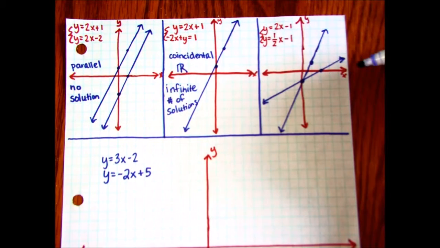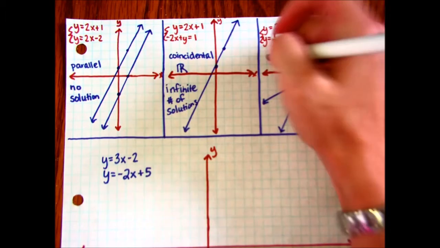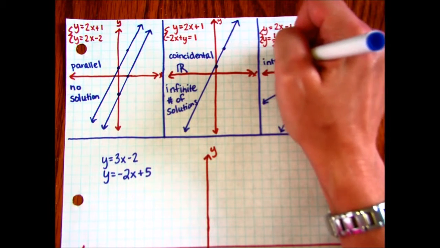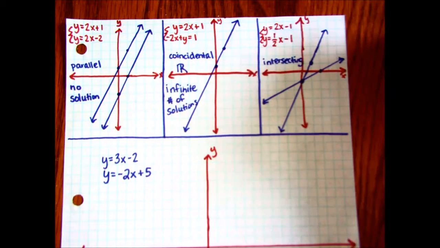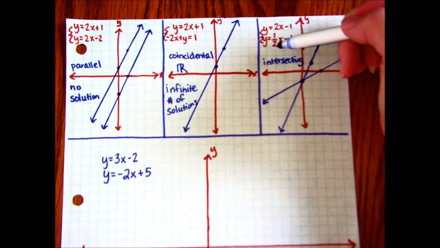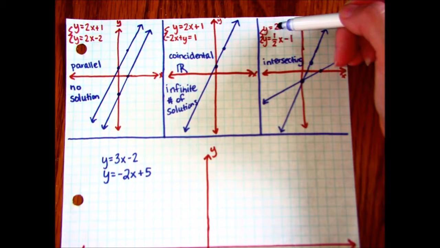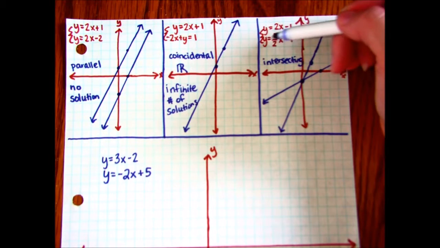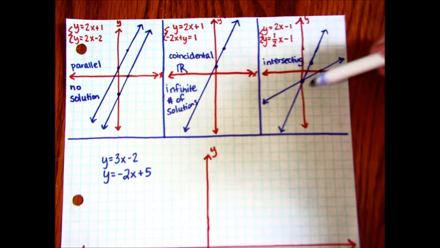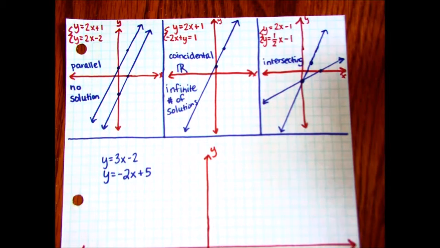Then we look at this last one. This last one is clearly an intersection of 2 lines. So, therefore, we can call these intersecting lines. Do not call them perpendicular because these slopes are not opposite reciprocals. If they were perpendicular, you'd have like positive 2x and negative 1/2 x, and so the slopes would be opposite reciprocals. But since they're not, they're not perpendicular.